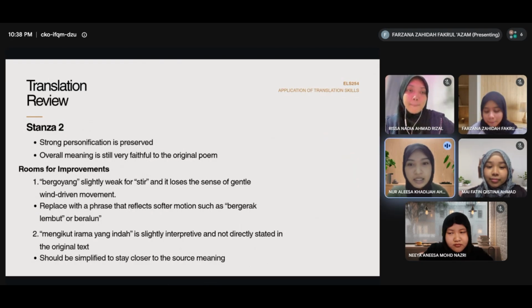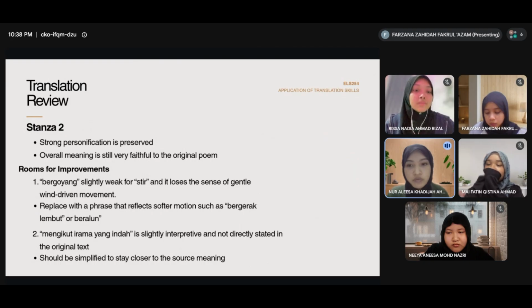Thank you, Mai. So now in this section, I will present my translator review of stanza 2 and stanza 3 of the poem, The Grass Has So Little to Do. As a reviewer, I will evaluate the translated version by my group members, focusing on how well the meaning, imagery, and poetic elements from the original poem are preserved in the target language. I'll also highlight the strengths of the translations as well as areas that could be improved, particularly in terms of accuracy, word choice, and how natural the translation sounds in Malay.